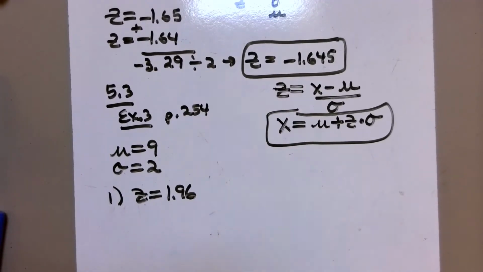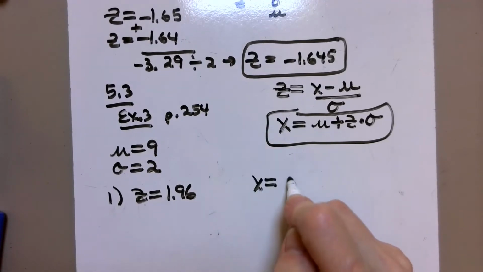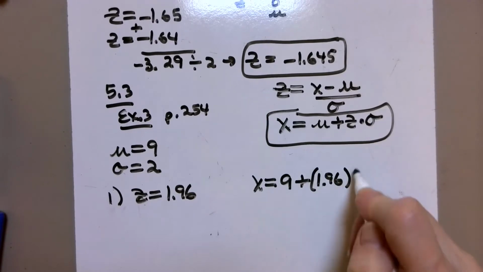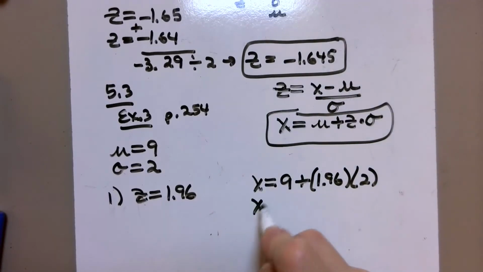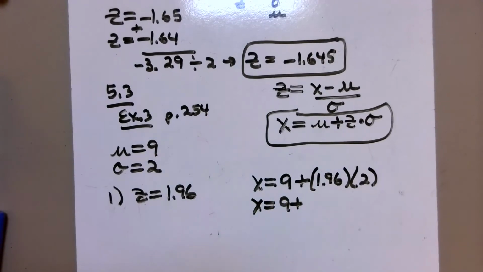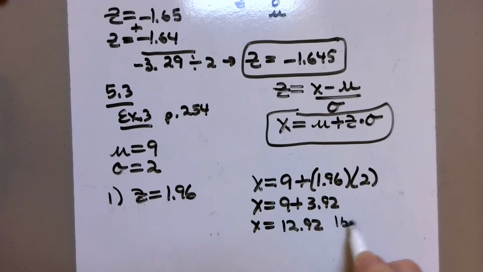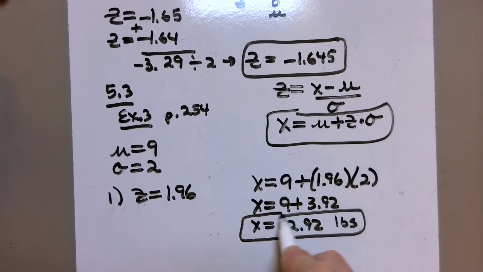So we're just going to put everything into this formula. I'm going to take x equals mu 9 plus z, which was given as 1.96, times sigma 2. So order of operations, you always multiply before you add. So 1.96 times 2. You can probably put this whole thing into your calculator just like this. It'll probably do it in the right order for you anyway. But technically multiplying first, it looks like Fluffy, our cat, weighs 12.92 pounds. Now, of course, there are different kinds of cats and all of that, but anyway, we'll just go with that.